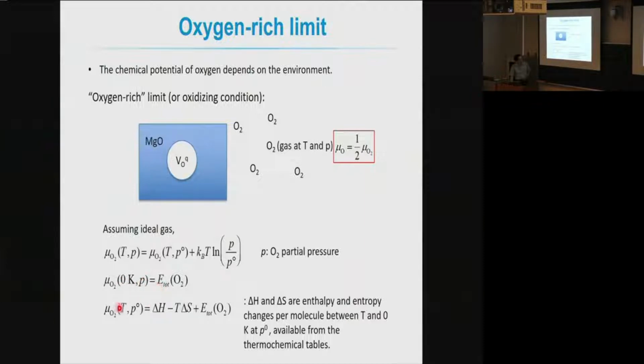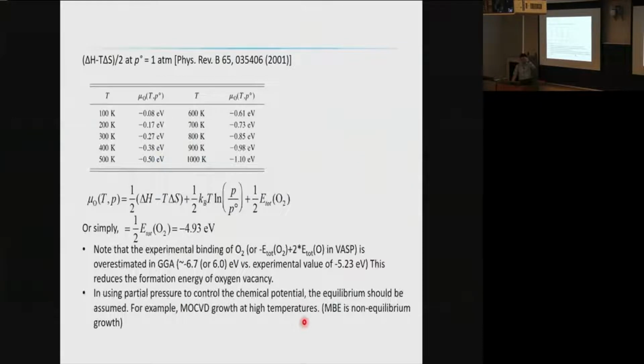And at general T and P, with P0 the standard pressure, by increasing the temperature from 0 Kelvin to temperature T, we add up the enthalpy and entropy contribution, delta H minus T delta S. These are the enthalpy and entropy change per molecule between T and 0 Kelvin, and this is available in thermochemical tables. You can calculate it theoretically, but experimentally they are also well known.